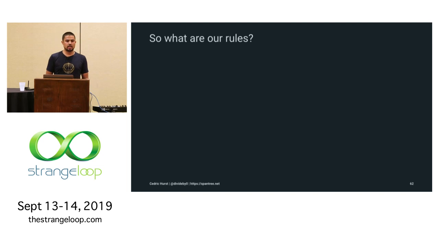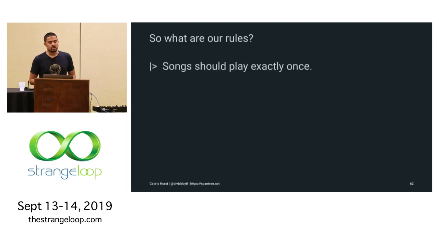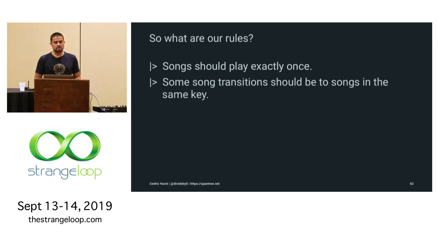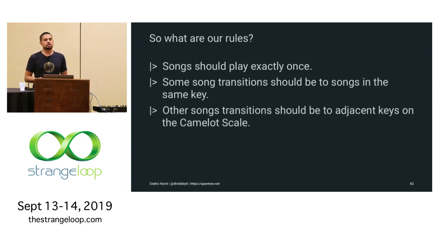So what are our rules in playlist building? The song should play exactly once. That's sort of table stakes. You shouldn't have repeats. Some song transitions should be to songs in the same key. And other songs should be to adjacent keys on the Camelot Scale. You don't want to listen to a playlist that's all one key. And so these are all rules that we're going to use to optimize our playlists today.